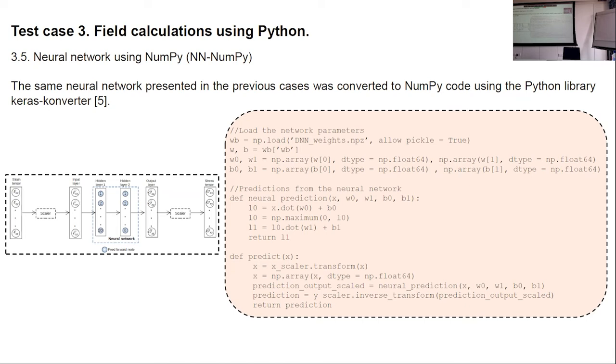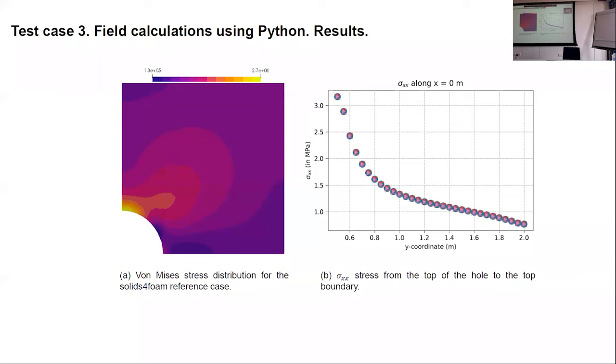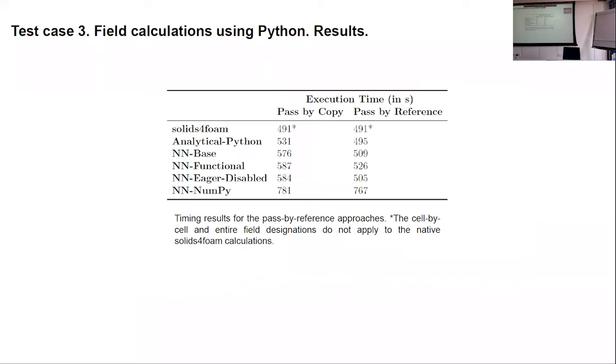You can see the results here. On the left hand side, you can see the expected results, the ones from solidPerform. On the right hand side, you can see the results for all the tested approaches and solidPerform. Basically, in all the cases, the results are in very good agreement with solidPerform, which is good. In terms of the time that running the code takes, the first conclusion we got is that the NumPy-based neural networks are considerably slower than the other neural networks.